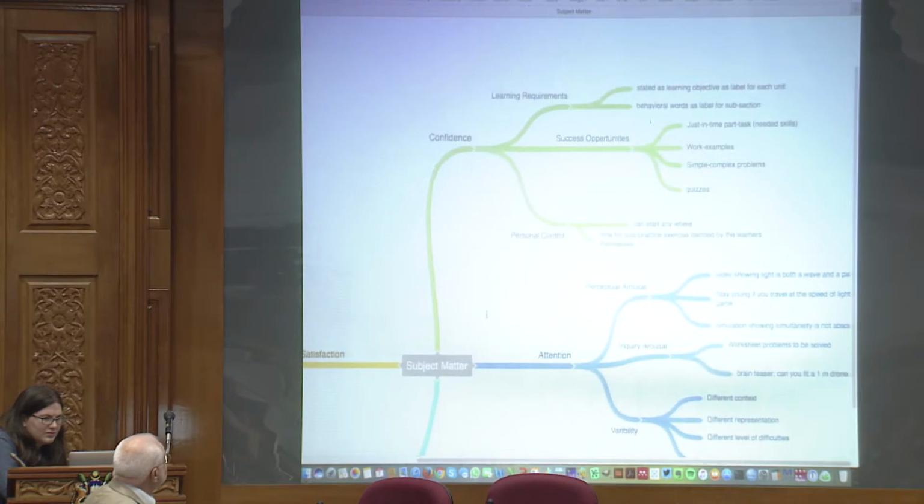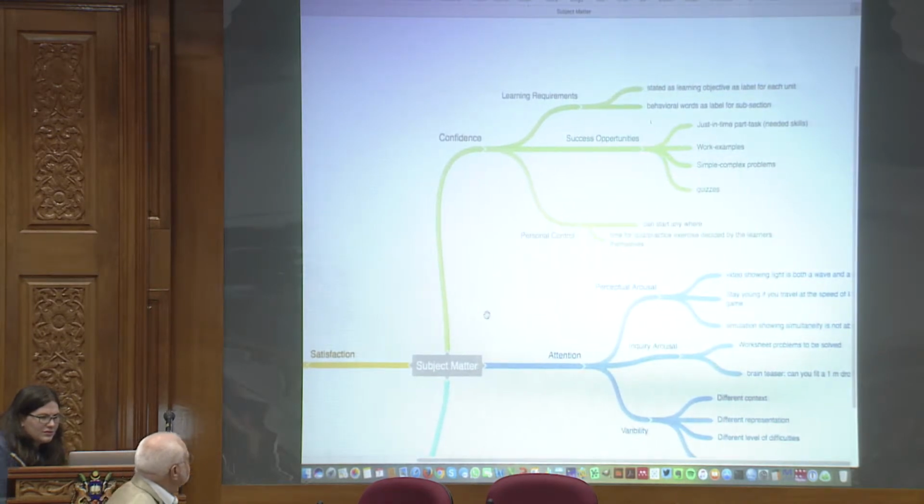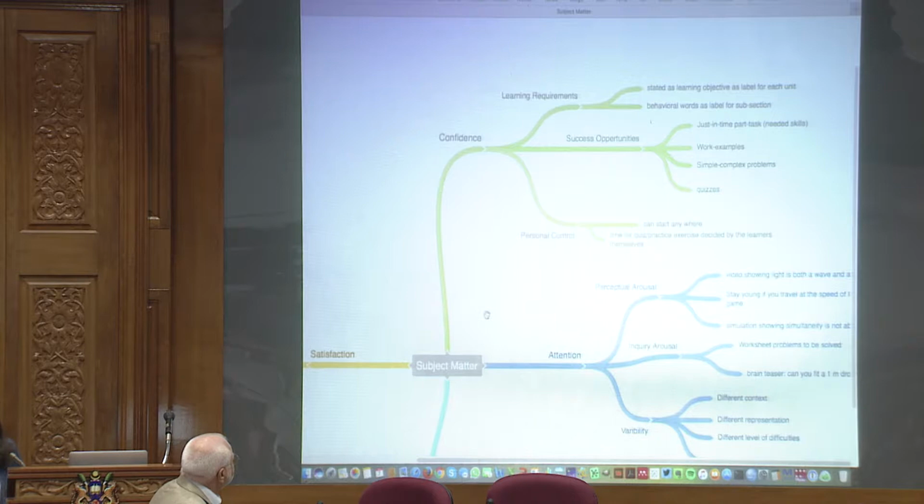ARCS, confidence. As for confidence in the learning requirement, normally I state the learning objectives as the label for each unit so that they know what they are going to gain by seeing the videos or whatever I put there as units. And then I use behavioral words as labels for subsections so that it's clear what is expected of them, and they can assess whether they have achieved what is in that particular subsection.